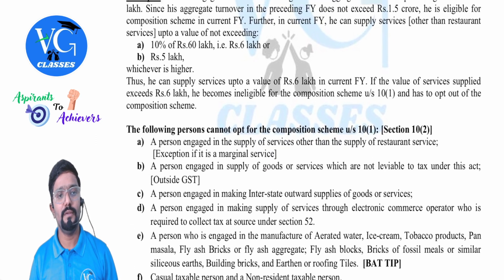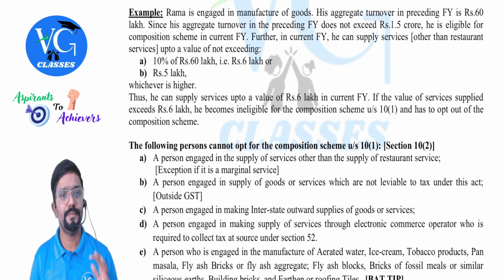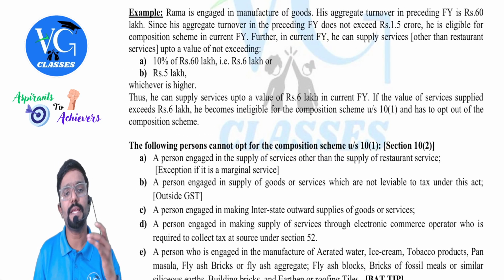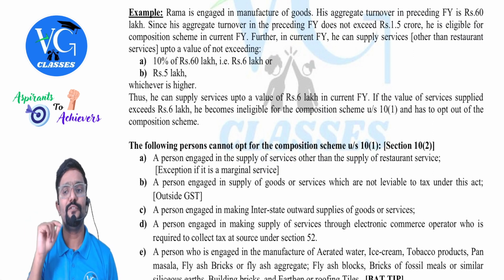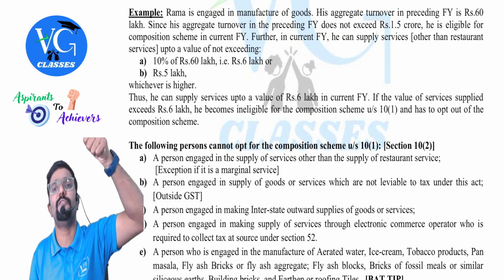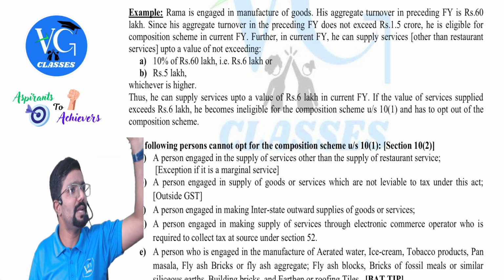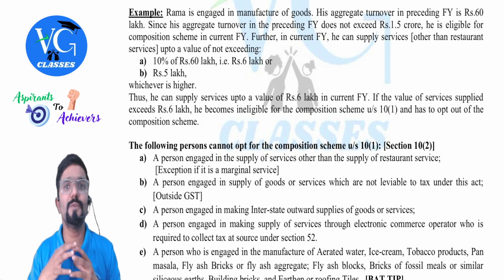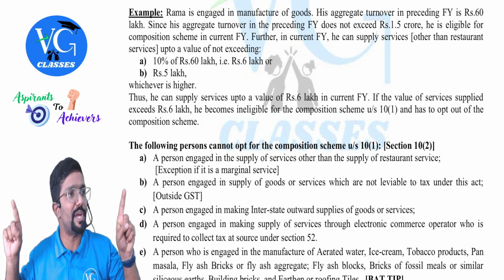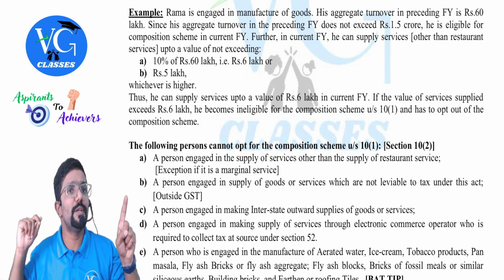We have an example for this proviso. Let me see. Rama is engaged in the manufacture of goods. His aggregate turnover in the preceding financial year is 60 lakh. Guys, is he eligible for 10.1 composition scheme? Yes. Last year turnover is how much? 60 lakh. And one more thing, if by chance, the question doesn't specify about the state, what is the turnover limit you will consider?